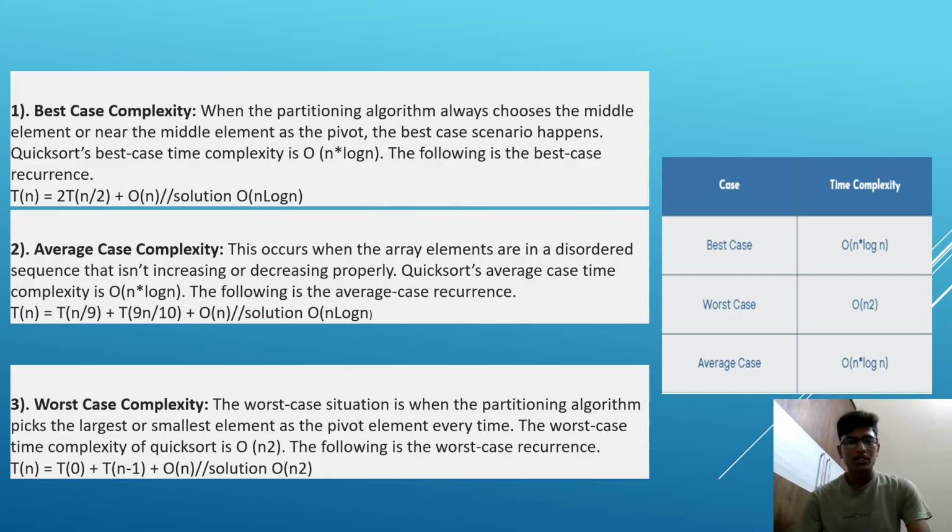Third, worst case complexity. The worst case situation is when the partitioning algorithm picks the largest or smallest element as the pivot element every time. The worst case time complexity of quicksort is big O of n square. The following is the worst case recurrence. T of n equal to T of 0 plus T of n minus 1 plus big O of n. Solution: big O of n square.